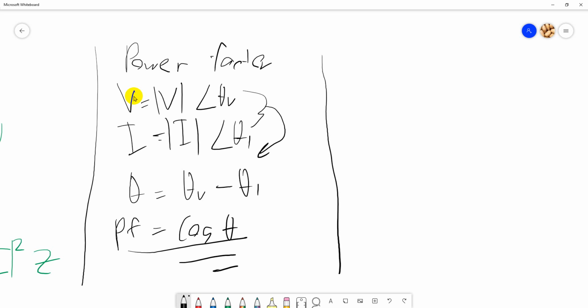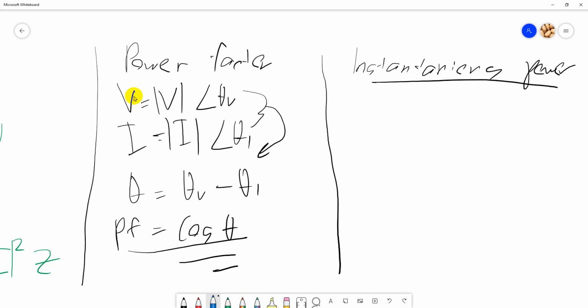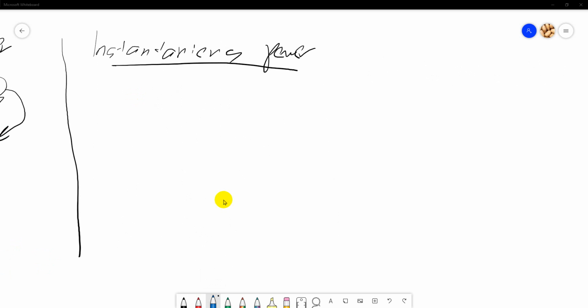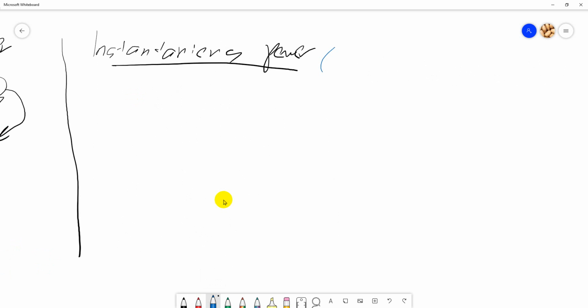Then lastly is the instantaneous power. So I change this. Basically the difference is that instantaneous power is in the time domain.